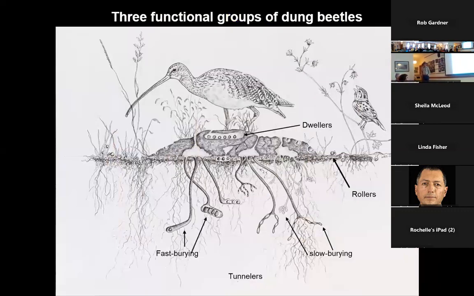I did this drawing to help people understand the three guilds of dung beetle ecology. The rollers are the ones we often think about, the classic dung beetle on the front legs rolling a dung ball.